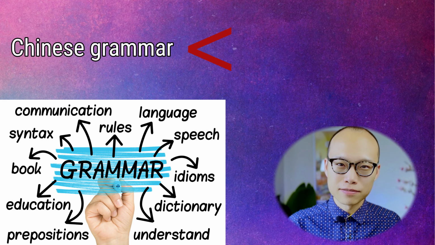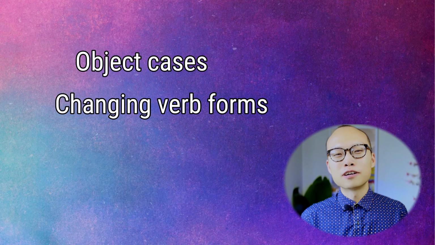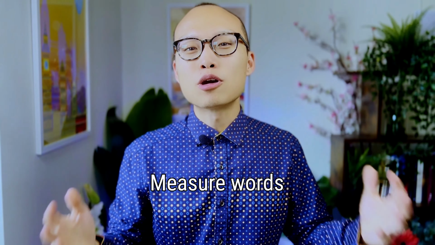First and foremost, I must note that, in general, Chinese grammar is comparatively simpler than English. For instance, in Chinese, you don't have to worry about the object case, changing the verb format, and so forth. However, measure words in Chinese can pose a challenge.